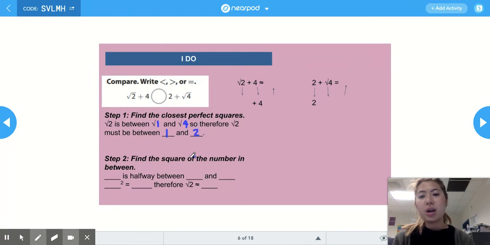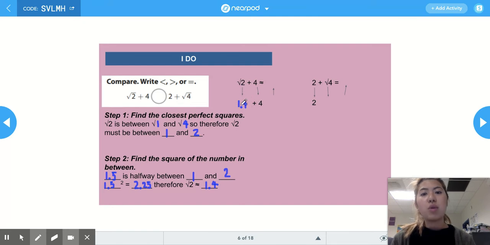And find the square of the number in between. So 1.5 is halfway between 1 and 2. And 1.5 squared, which is the same thing as 1.5 times 1.5, is 2.25. And we know that the square root of 2.25 would be 1.5. So we know that square root of 2 has to be a little less than 1.5. So let's just say it's 1.4. And then if we check on the Desmos calculator, we'll see that it is about 1.4.